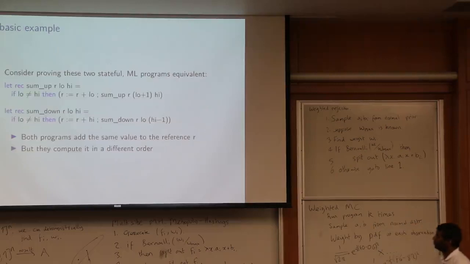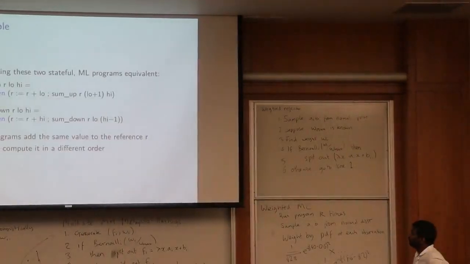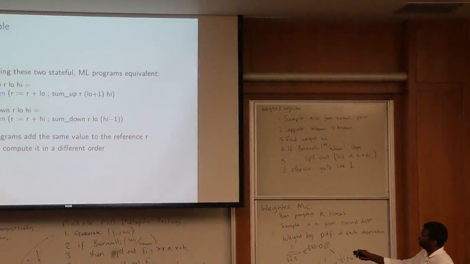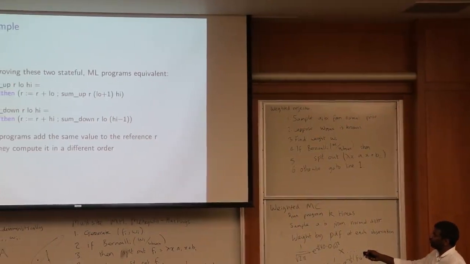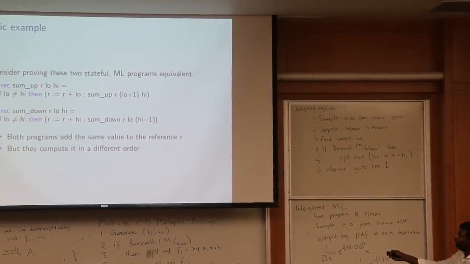So here's the first example. Let's say I have two stateful ML programs, and they are essentially summing integers between low and high into the reference R. Sum up counts up from low to high, adding successively into R. Sum down is computing the same function but going in the opposite direction. Now, I'd like to prove a relation among sum up and sum down, proving that they are equivalent.